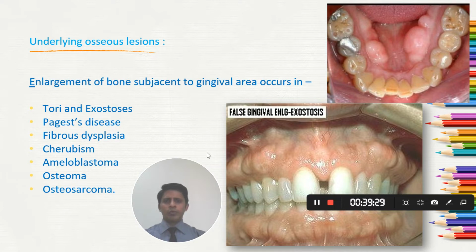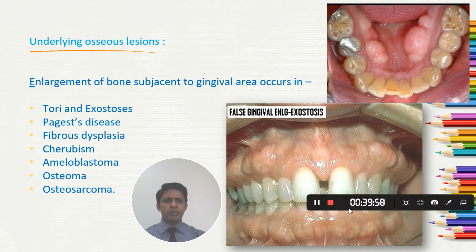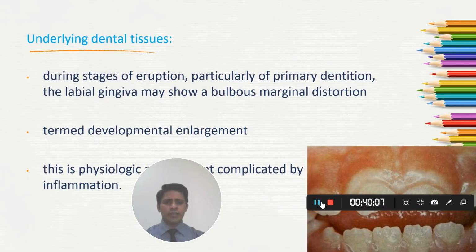Enlargement of bones subjacent to the gingival area occurs in tori and exostosis. Here you can see multiple tori on the lingual surface of the mandible. Paget's disease, fibrous dysplasia, cherubism, ameloblastoma, osteoma, and osseous sarcoma. In these, the enlargement of gingiva does not occur, only the enlargement of the underlying structure occurs, which leads to the picture of gingival enlargement. So it is termed as false gingival enlargement.